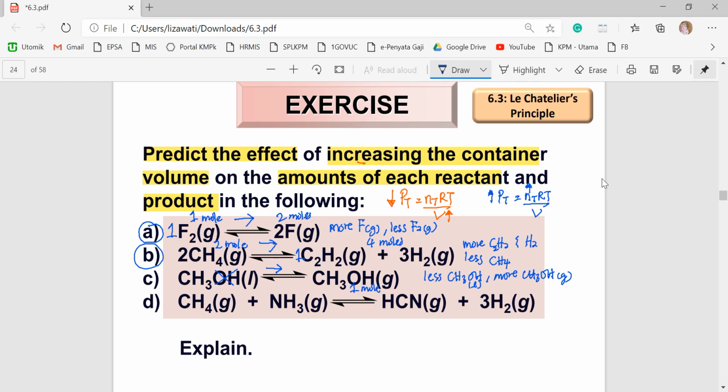Okay, next, D. So we have 1 mole, total 2 moles. At the product side, 1 plus 3 equals 4. So it will shift to the right. When it shifts to the right, what will happen? It will form less CH4 and NH3, more HCN, and more H2.